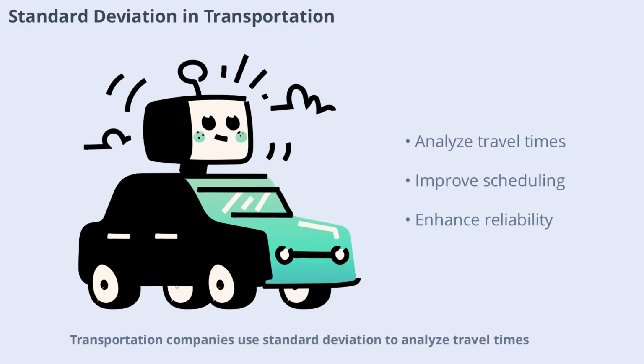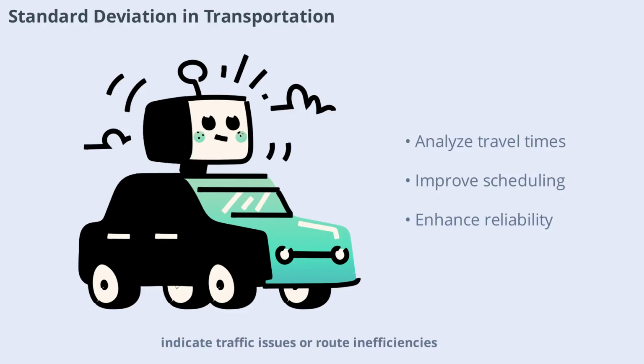Transportation companies use standard deviation to analyze travel times. Consistent travel times, low standard deviation, mean reliable service, while high standard deviation could indicate traffic issues or route inefficiencies. This data helps improve scheduling and customer experience.